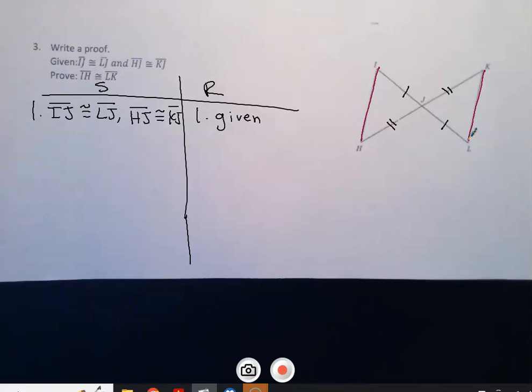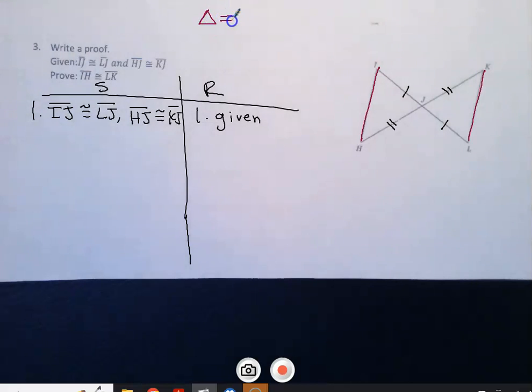Unless I prove that the triangles are congruent, and then I use corresponding parts of congruent triangles to prove that those segments are congruent. So then the question becomes, can you prove the triangles are congruent in some way? What do you already have congruent?